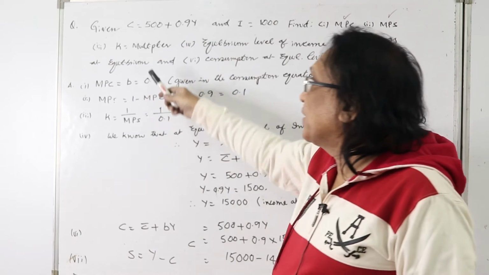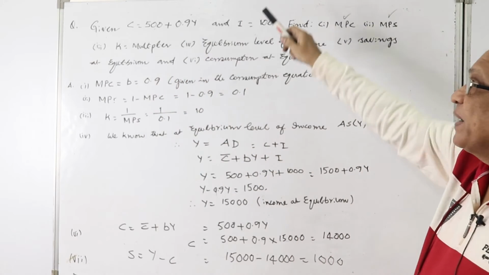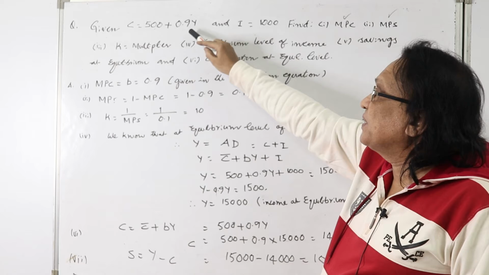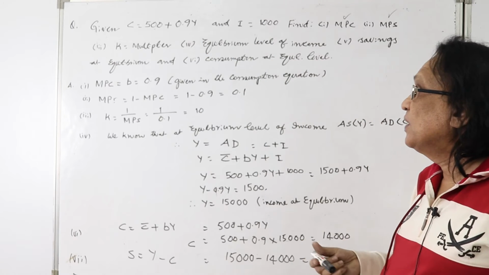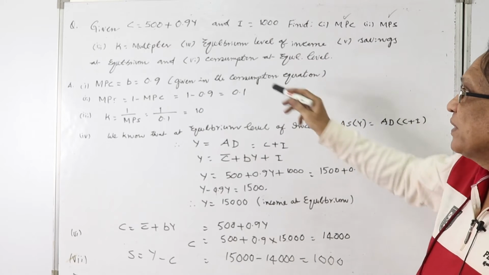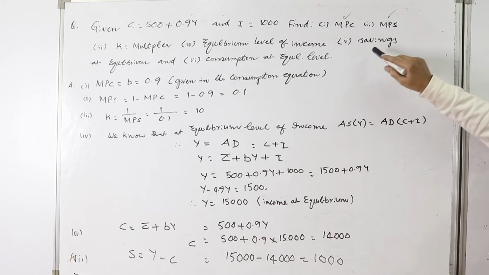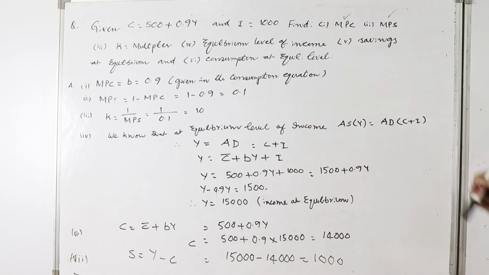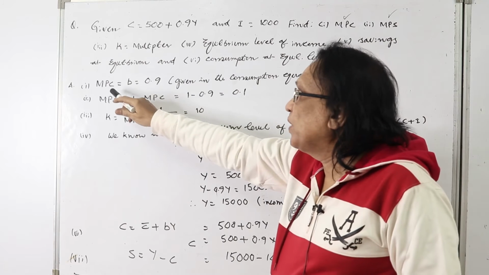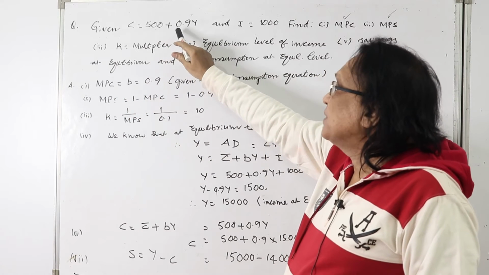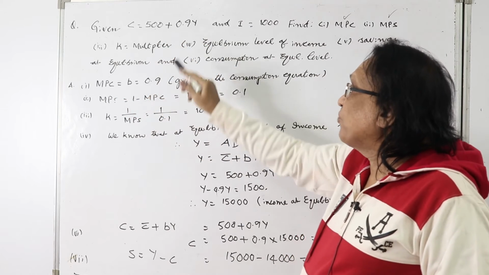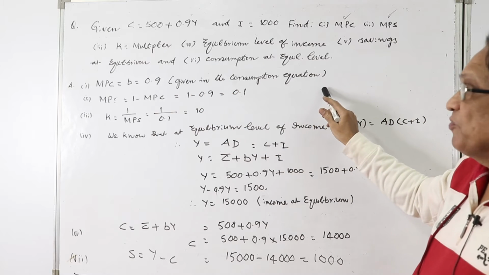So how do we find out K, the multiplier, here? They have given you MPC and MPS, so you can find it out. And next, they're asking you the equilibrium level of income. I'll show you. Savings at equilibrium and consumption at equilibrium. We can find out all of this. This I just told you, MPC is given to you, write it 0.9, given in the consumption equation.